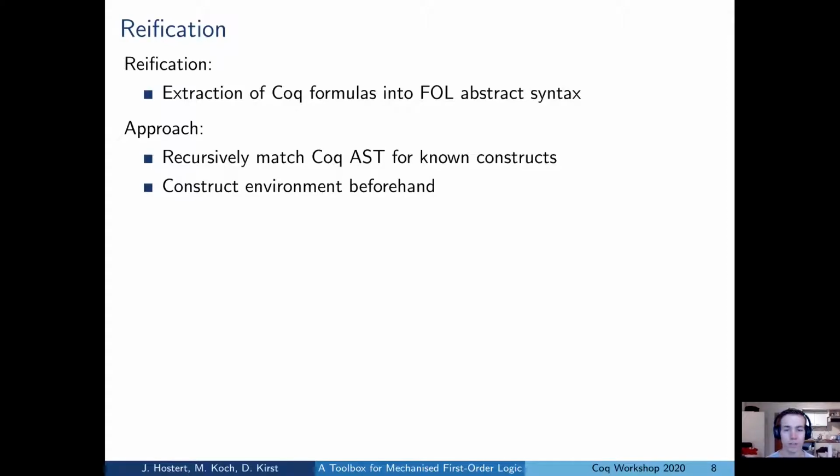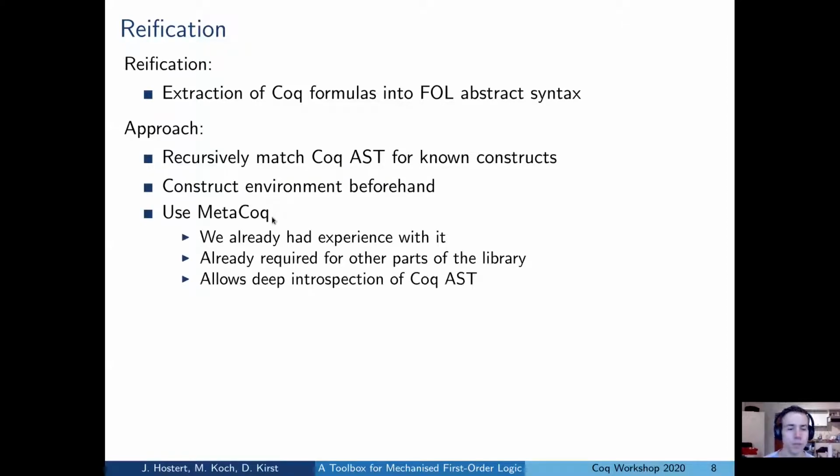And then in the end, you get a first order formula for your complete Koch formula. Also, as you may have seen, we have to construct these environments of the free variables. We basically do a first pass where we construct the environment, and then in the second pass, we recurse over the Koch AST again in order to find the first order representation of it. Okay, and the way we do this, it's implemented in MetaKoch for various reasons.